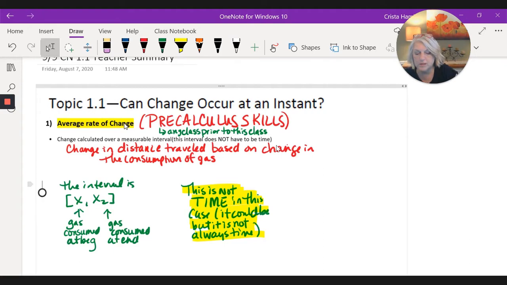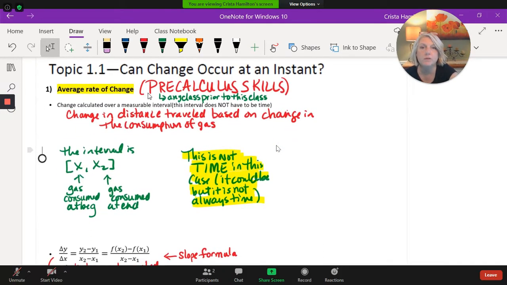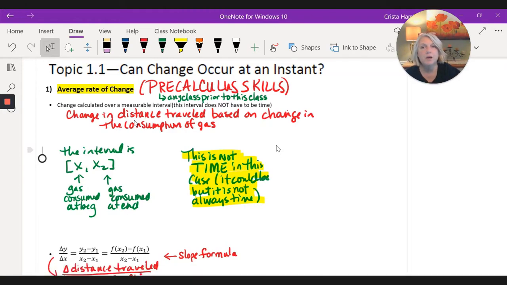So when we're taking a look at this, the change is calculated over a measurable interval, and it doesn't have to be time. Notice that in this case, our change was a change in distance based on a change in the consumption of gas. So whatever is on the x-axis, the change in x, does not have to be time. It can be anything that it is talking about on the x-axis. We're still looking at a slope, change in y over change in x, but it doesn't have to be time, although a lot of times it is.